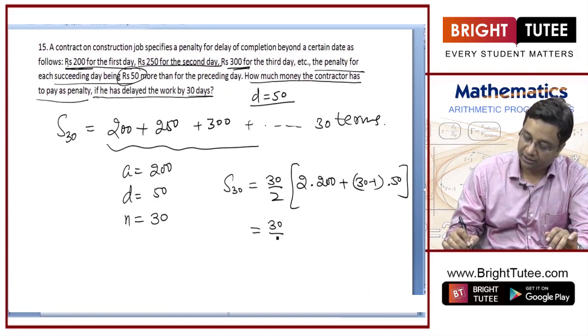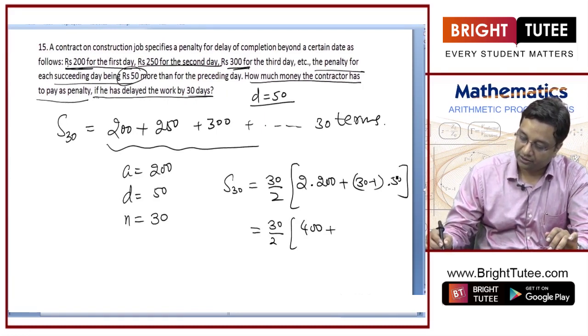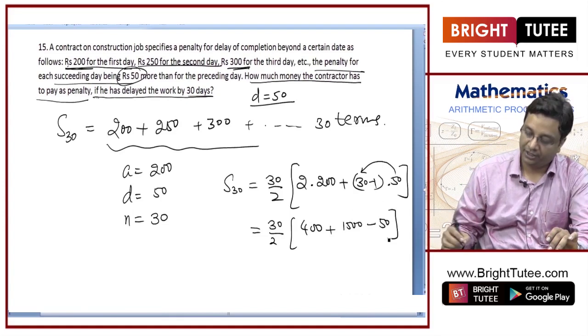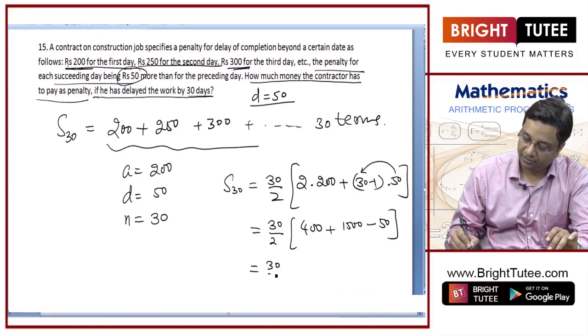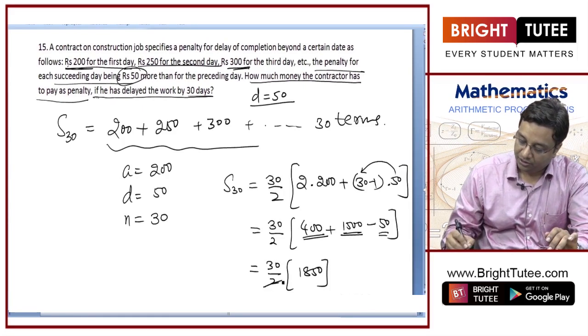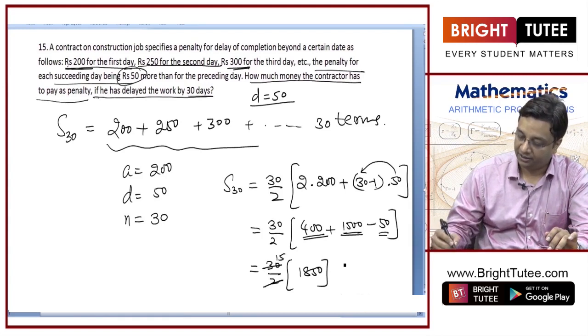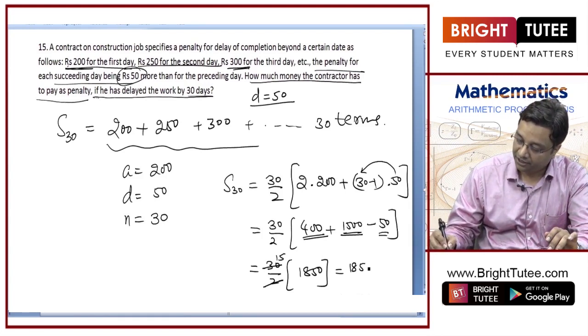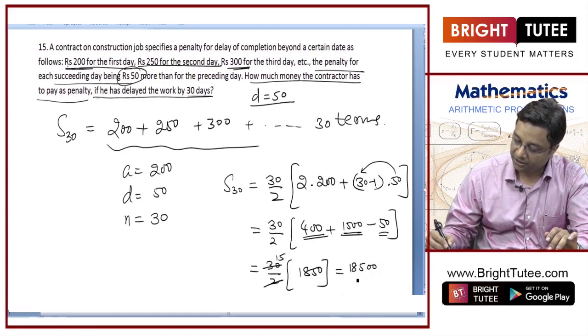So, this is 30 by 2, this is 400 plus 30 into 50 is 1500 minus 50, okay. So, this is equal to 30 by 2 into 1500 plus 400 is 1900 minus 50 is 1850. So, this is equal to 15, right? So it will be equal to 18,500, right, plus the half of it.